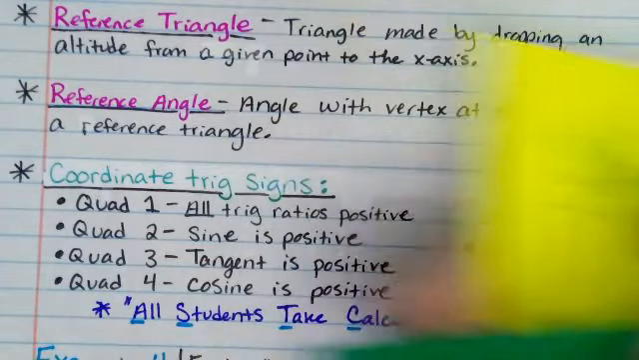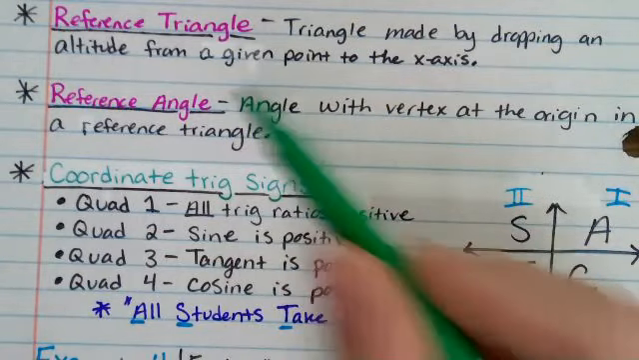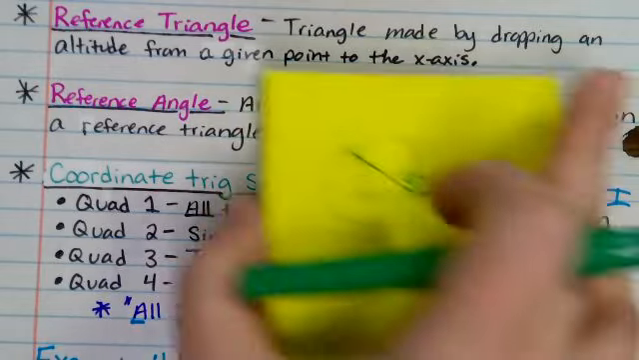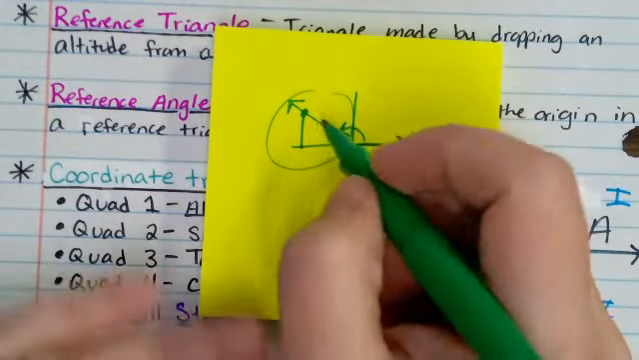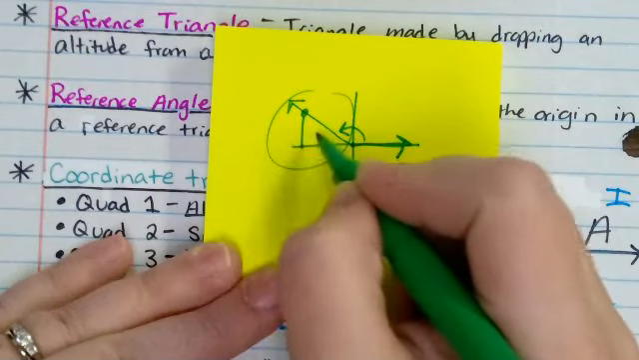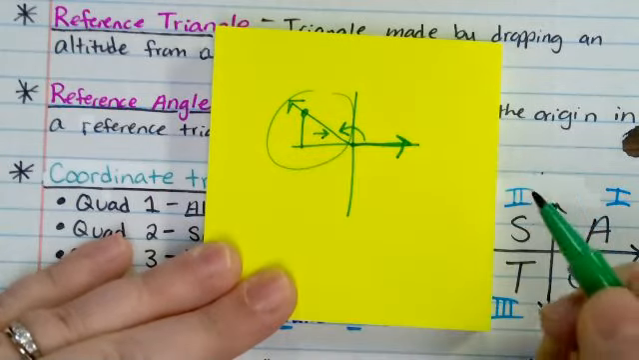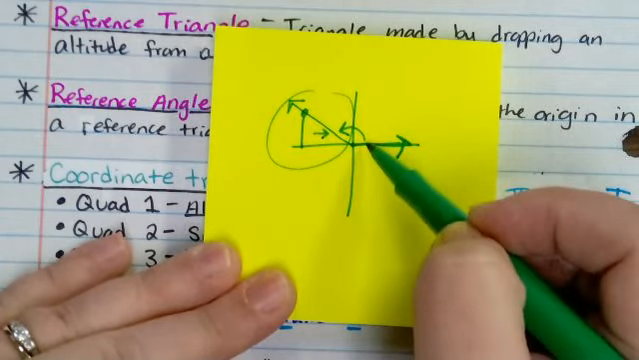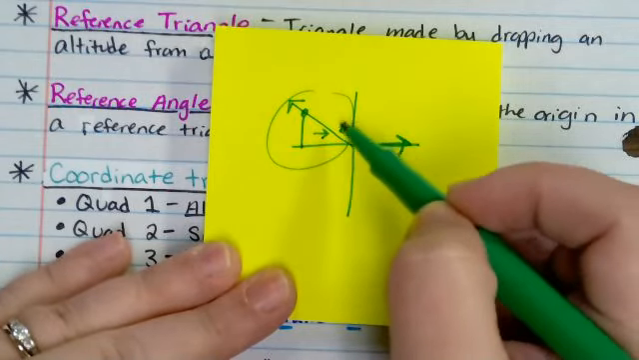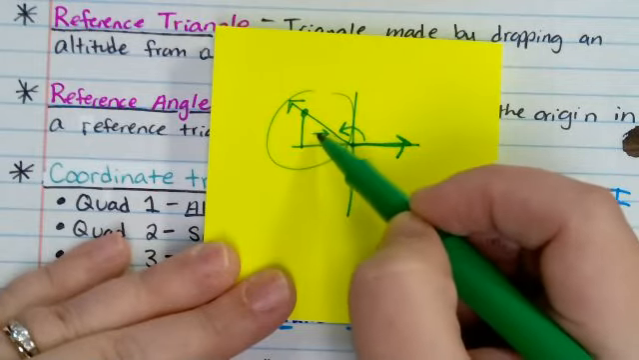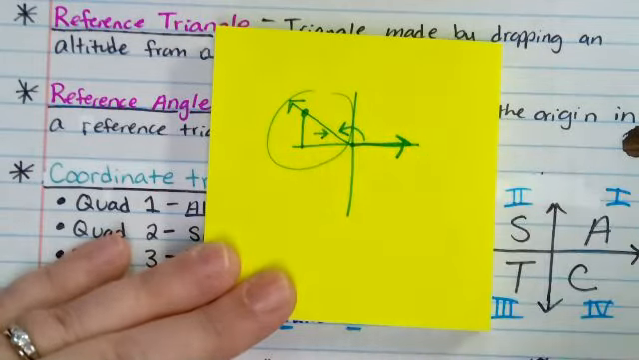Now, with that being said, the reference angle is the angle with the vertex at the origin in that reference triangle. So if I have this little reference triangle, the angle that we are actually going to look at is here on this side. Even if the angle they've told me is in here, the angle that I'm going to actually work with is here inside the reference triangle.